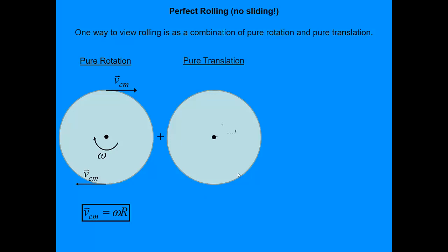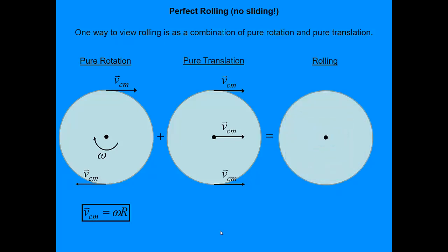So if the center of mass is moving to the right with a speed we will call VCM, so is the top and the bottom. The whole object is moving together with that speed. But here comes the cool part. What happens if we combine these? Well, then we get rolling.